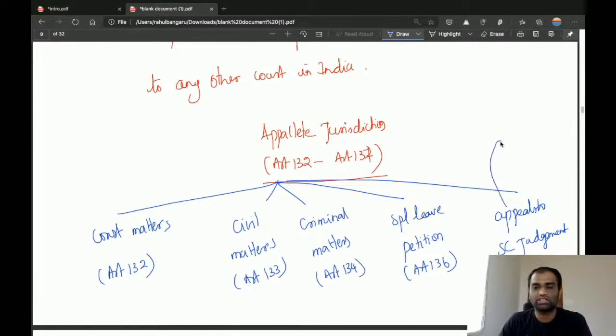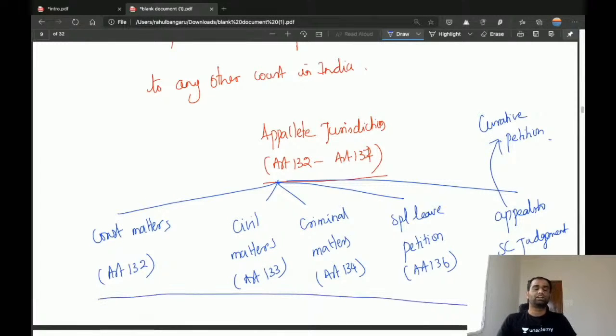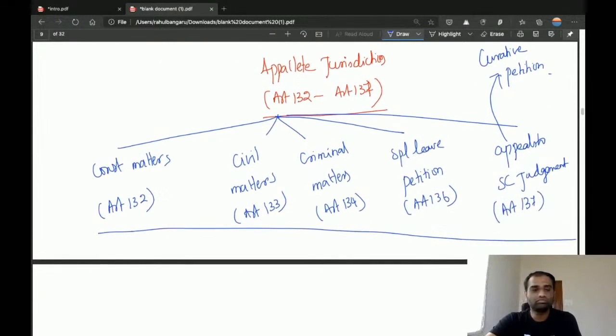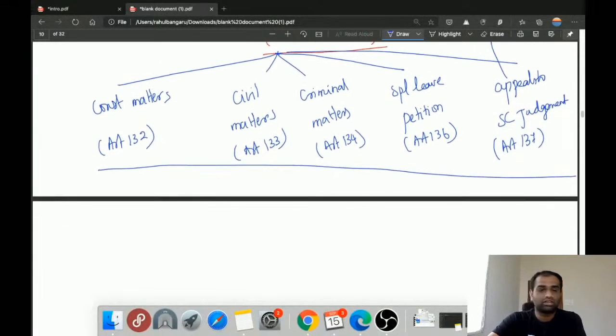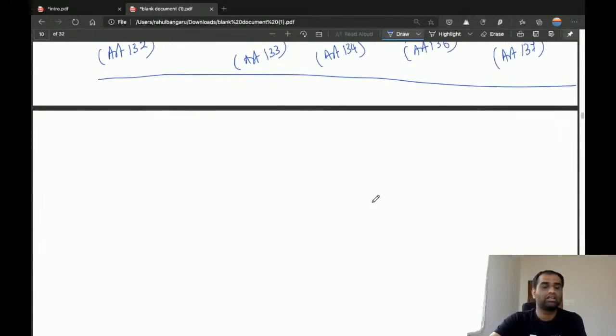Another name for an appeal of a Supreme Court judgment is curative petition. So these are the different types of appeals, the appellate jurisdiction, that are given to the Supreme Court of India. Now the first one is Article 132.